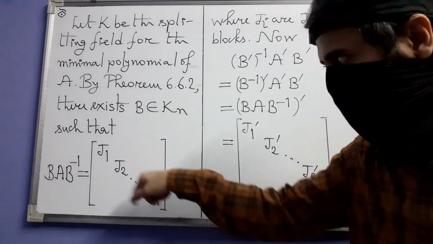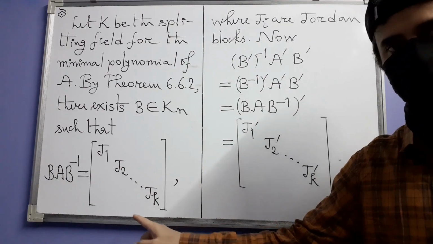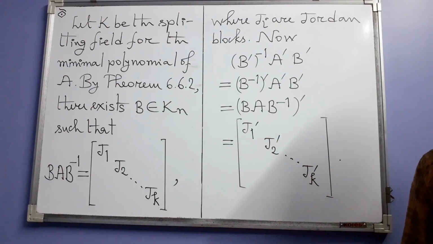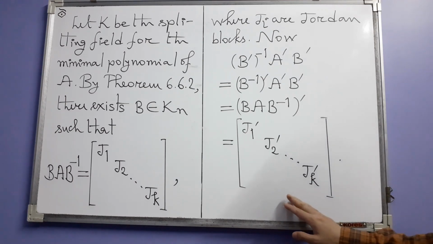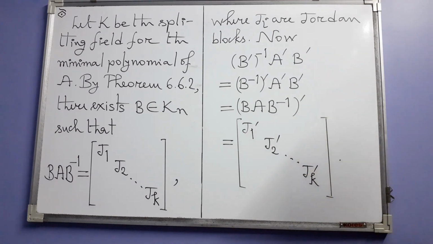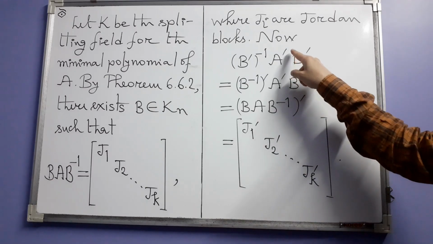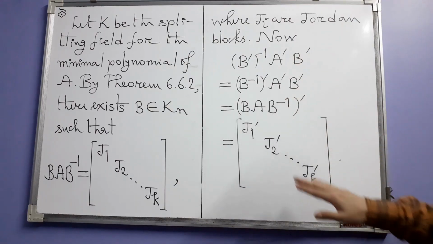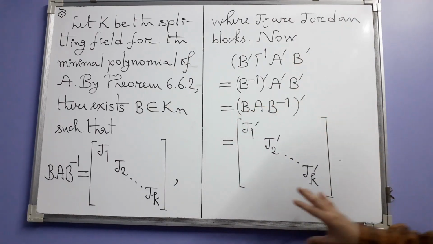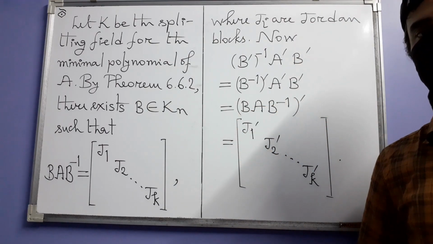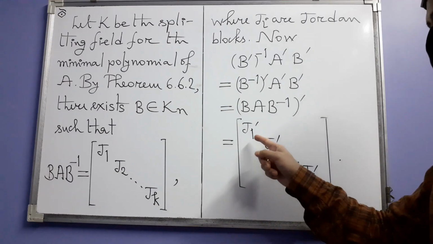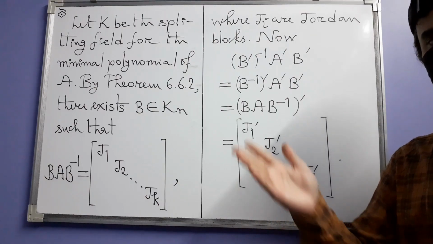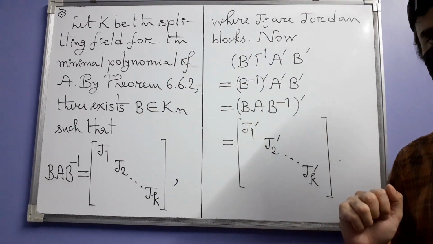That means the transpose of this, because this is the block diagonal matrix, we have to take the transpose of each of the blocks. So what do we see from here? From here we see that the matrix A transpose is similar to this block diagonal matrix. Now let us recall that each such Jordan block J is similar to its own transpose. That's how we started the solution.